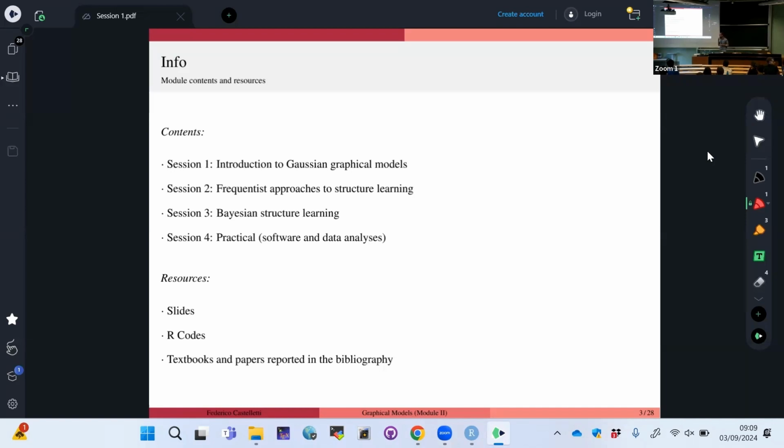What about the resources? I will use a set of slides that are already available, so that you can download them on your laptops, as well as our codes, which are already provided in our shared folder. And then I will give you some references, both textbooks and papers, that are reported at the end of each set of slides.